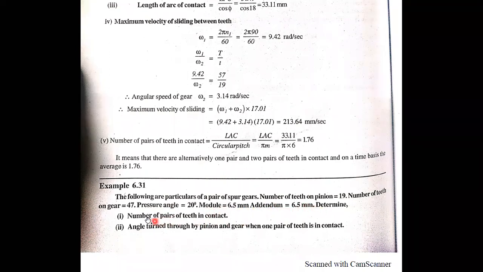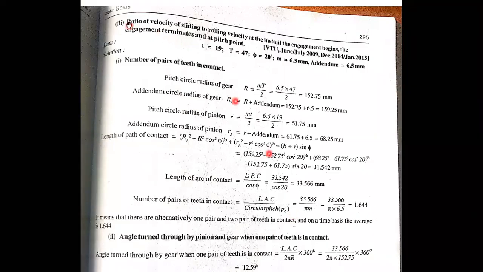6.5 mm. Determine the number of pairs of teeth in contact, the angle turned through by the pinion and gear when one pair of teeth is in contact, and the ratio of velocity of sliding to rolling velocity at the instant engagement begins, engagement terminates, and at the pitch point. So let's see now how to solve this problem.